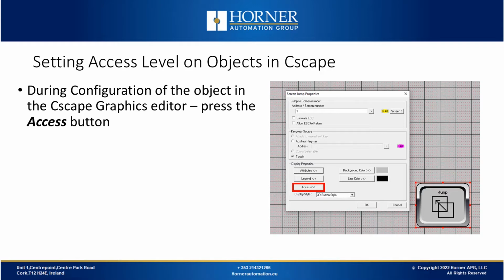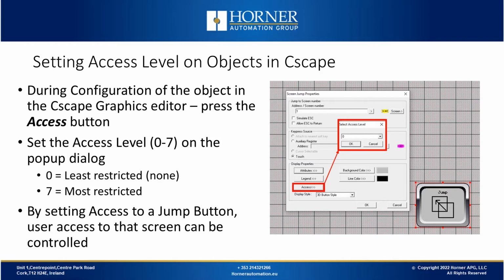After you've placed that object on the screen, you double click on it to pull up the configuration dialog, and if that object has an action, you'll see the access button is available. You then press the access button, and in the pop-up window you can set the access level between 0 and 7, with 0 being no restrictions at all, up to a level 7, which is the most restricted. If you want to replicate a screen level access model, you can do that simply by increasing or elevating the access level of a jump button, and in order to use that jump button to navigate to that screen that you want to protect, you have to meet the set access level.